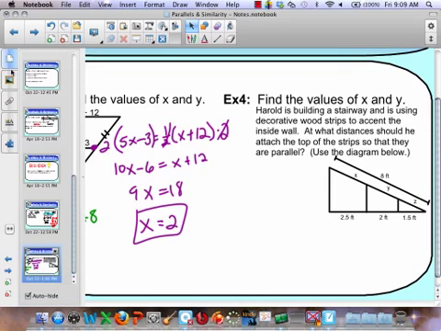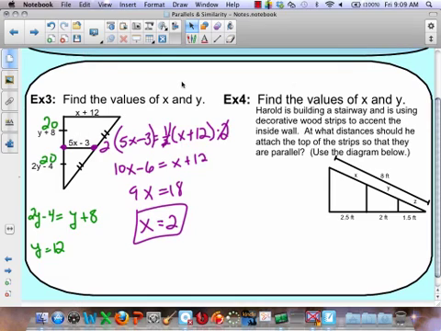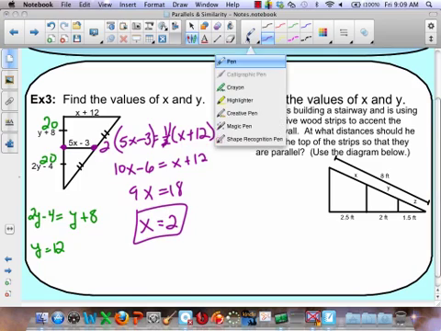Okay, number 4, last one. Harold is building a stairway and is using decorative wood strips to accent the inside wall. So here's our inside wall right here. At what distances should he attach the top of the strips so that they are parallel? Let's say 8 foot. So the whole hypotenuse is 8 feet. Could we zoom in on that a little bit so we can see it?